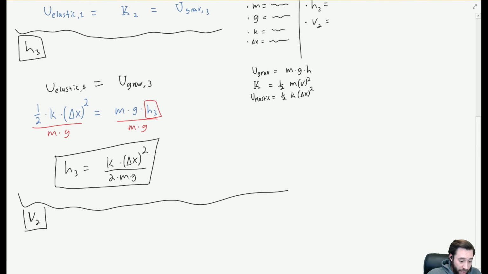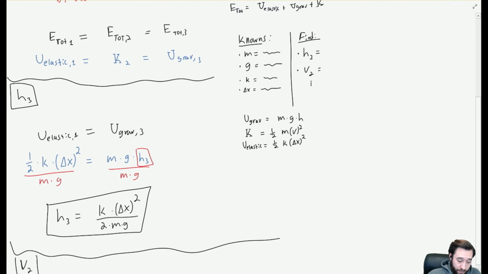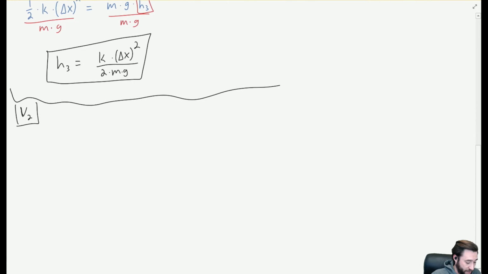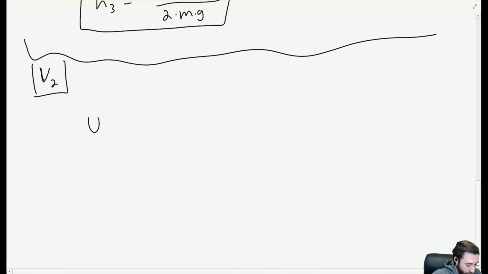All right, so now we need to solve for V2 right here. So I know V2, that's the velocity at state 2, and we're going to use U elastic because we know everything that's in there. So we're going to use this part of the equation there. So it's going to be U elastic equals the kinetic at state 2. So U elastic at state 1 is equal to the kinetic energy at state 2.